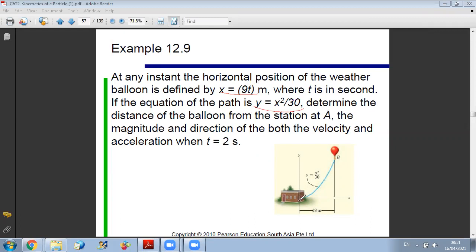This is the station at A, and I know y as a function of x. So knowing that x of the balloon is 18 meters, if I replace x in y, I can get y of the balloon.